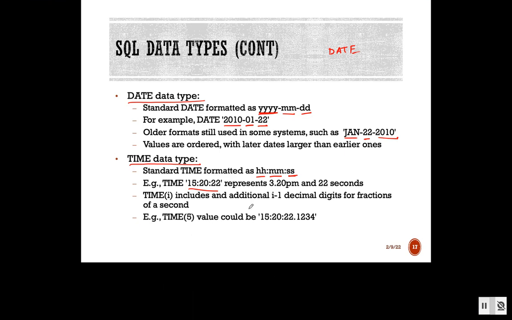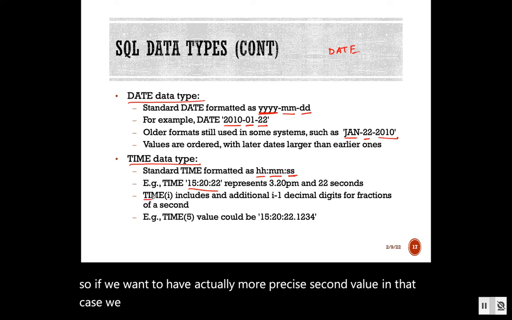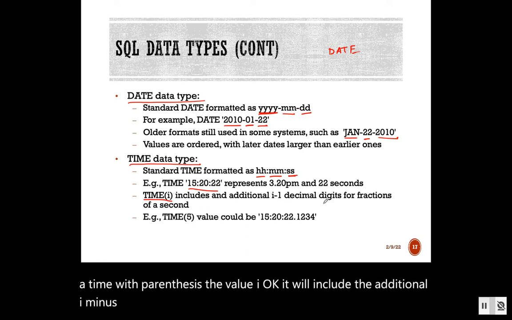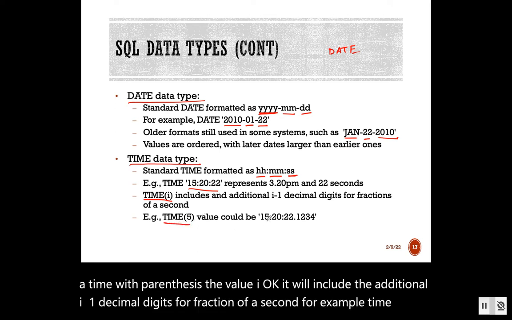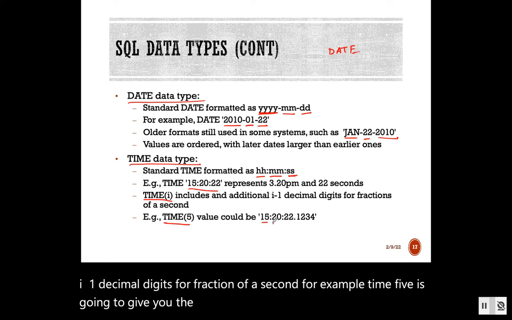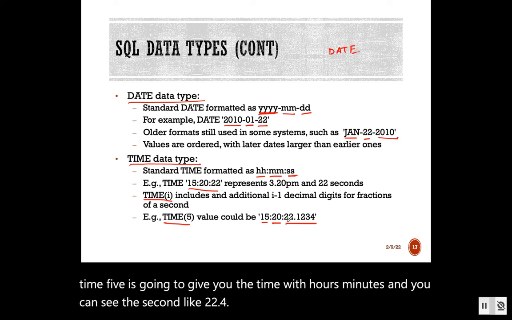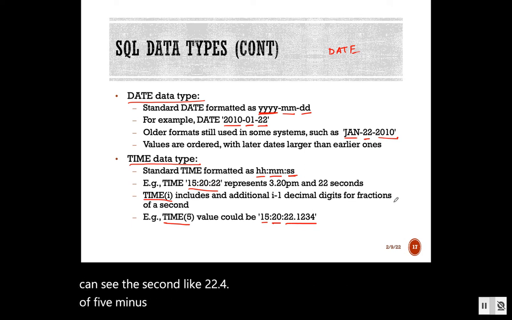If we want a more precise second value, in that case we can use time with parenthesis and the value i. It will include an additional i minus 1 decimal digits for fraction of a second. For example, time 5 is going to give you the time with hours, minutes, and seconds like 22.4. 5 minus 1 is 4 decimal digits for fraction of the second.